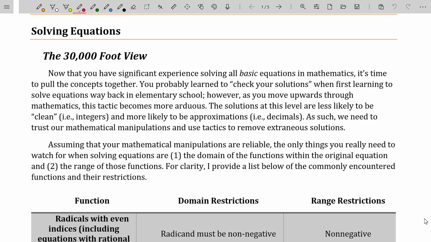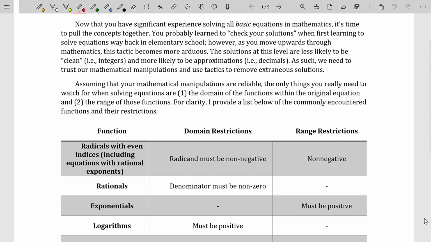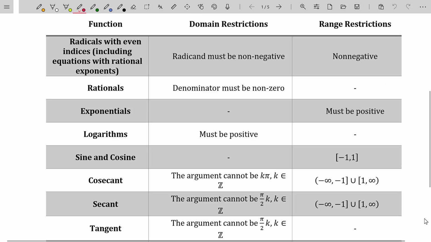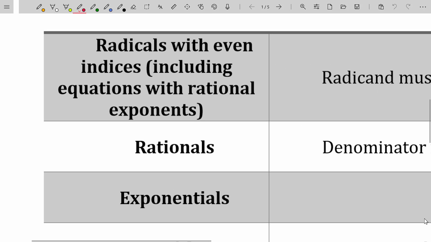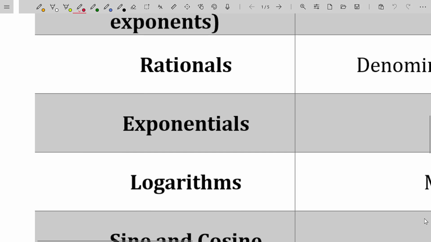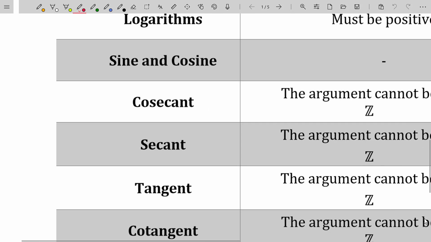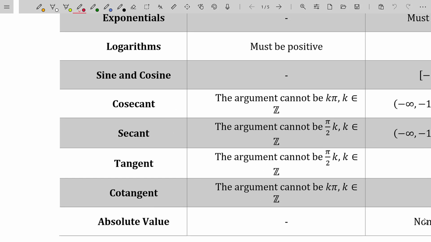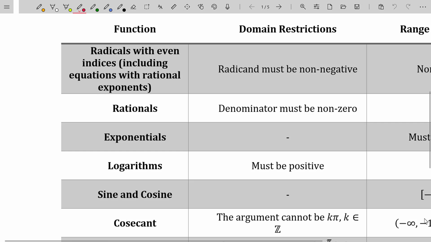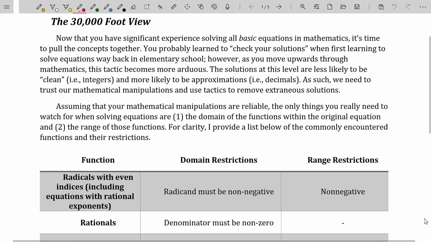We're going to just talk briefly about the whole idea behind solving equations in mathematics. You should already have been pre-exposed to solving all different types of equations. In fact, I have a whole list of them right here. Radical equations with even indices and odd indices, rational equations, exponential equations, logarithmic equations, trigonometric equations, linear equations, quadratic equations, cubic equations, absolute value equations. The list goes on and on and on. You should have no questions on how to solve those types of equations at all.